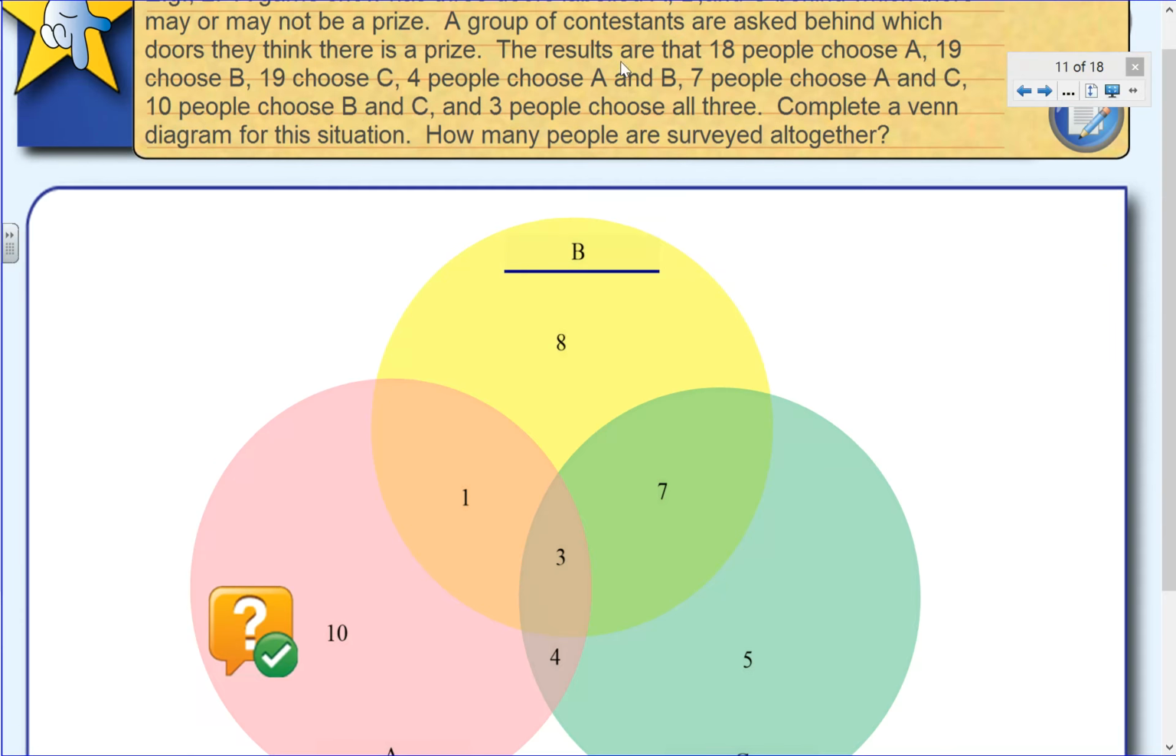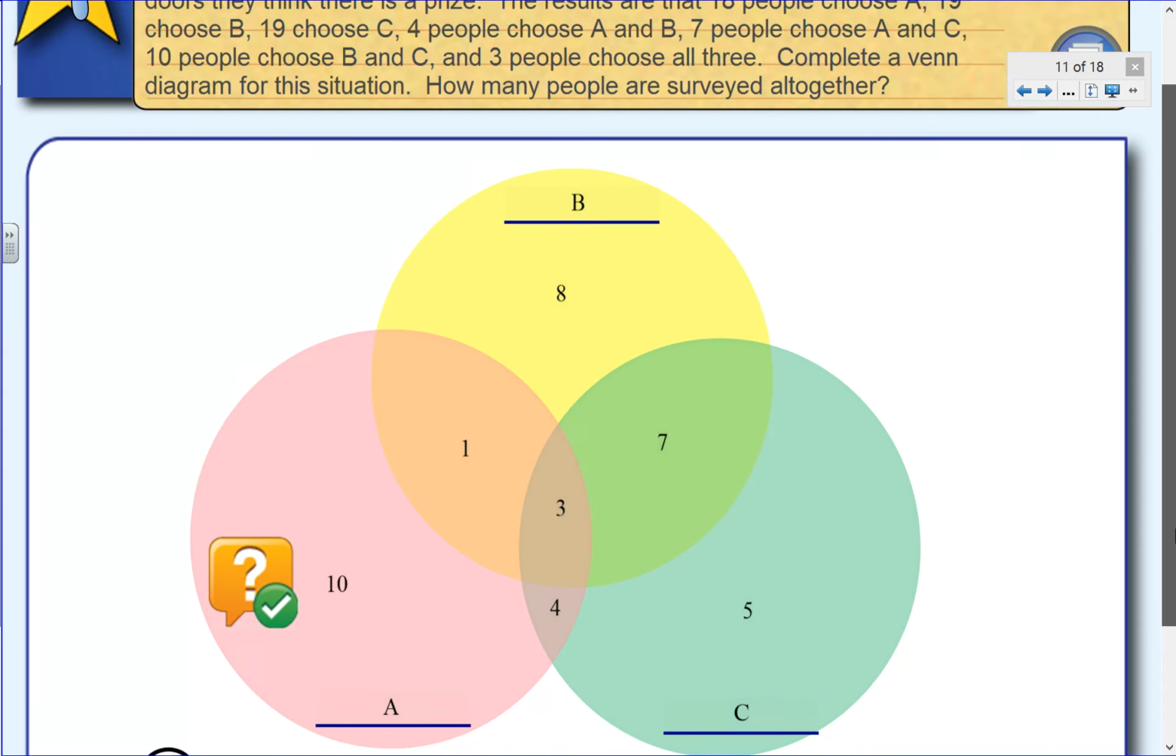Now, keep working our way backwards. 10 people went with B and C. Well, the 10 people that chose B and C are here. So we have 3 already accounted for. That leaves us with 7. So in this space here, we would end up with the result of 10 minus the 3 yielding 7.